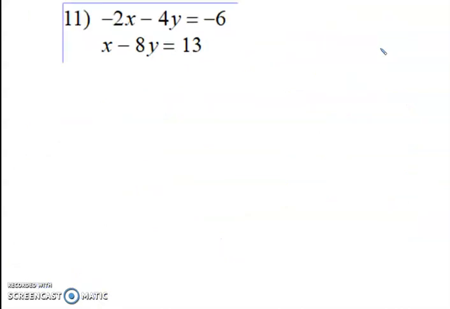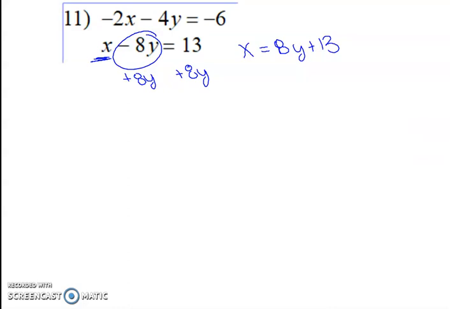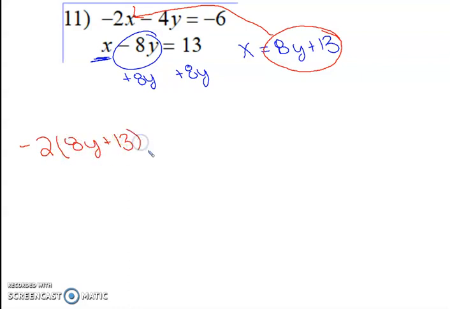Number 11. This one's different because what do I need to get by itself? Yeah, it's harder to get the y's by themselves, so let's solve this one for x. Add 8y, add 8y. So I get x equals 8y plus 13. Whereas before I was replacing y, now I'm going to replace the x. Negative 2 times 8y plus 13 minus 4y equals negative 6.